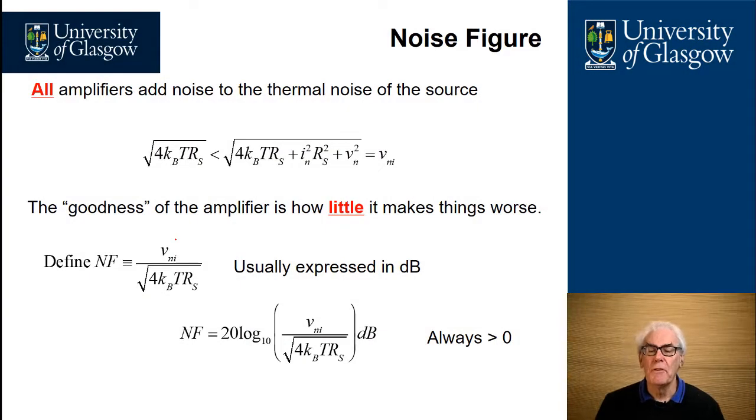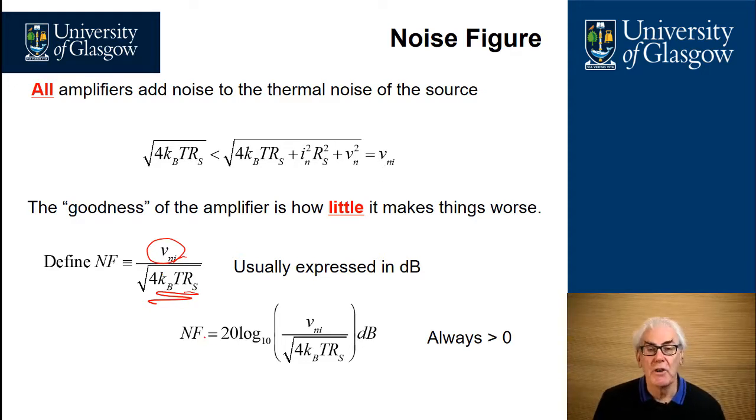It is impossible for any amplifier to reduce the noise coming from your source. All amplifiers add noise to the raw basic thermal noise of the source. And the goodness of an amplifier depends on how small a noise increase it adds to the source. And we have this concept called noise figure. We define the noise figure as the total equivalent input noise divided by the Boltzmann noise, or the thermal noise, of the source itself.